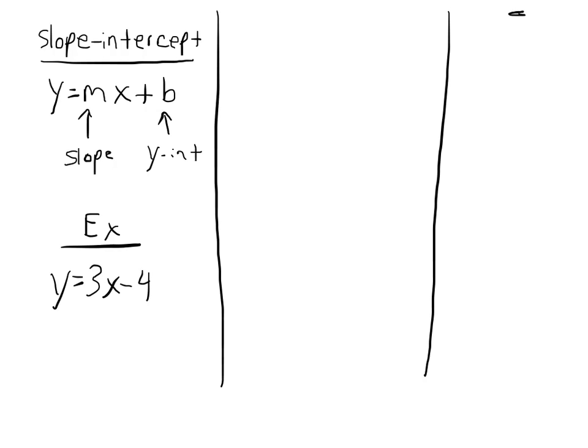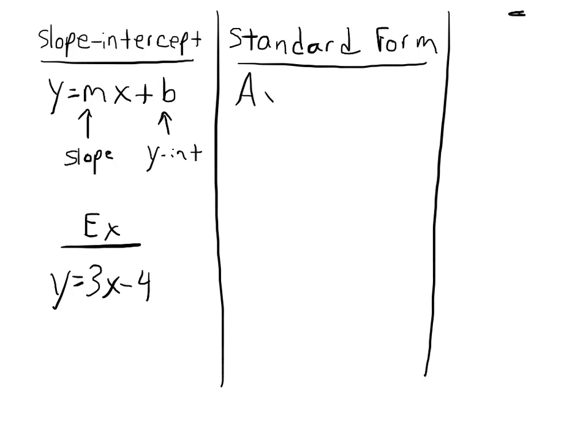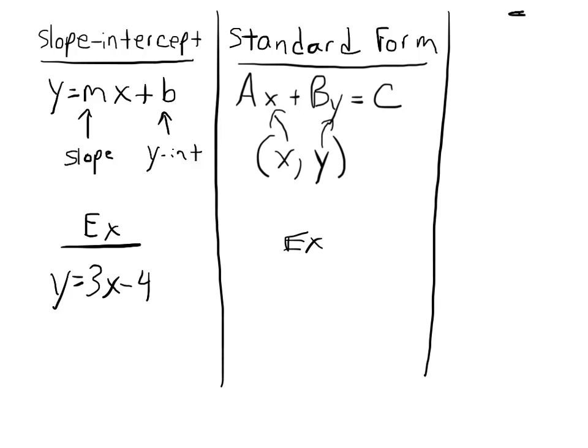You should know that. Second common form of a linear equation, again forms a straight line, is called standard form. Okay, standard form equations look like this. This is the format. ax plus by is equal to c. Okay. Now, if you have an ordered pair, this is the x and the y.